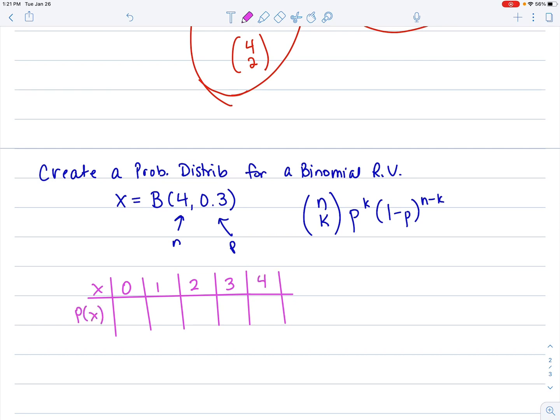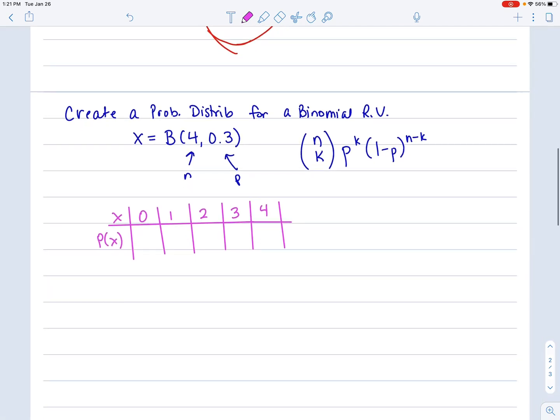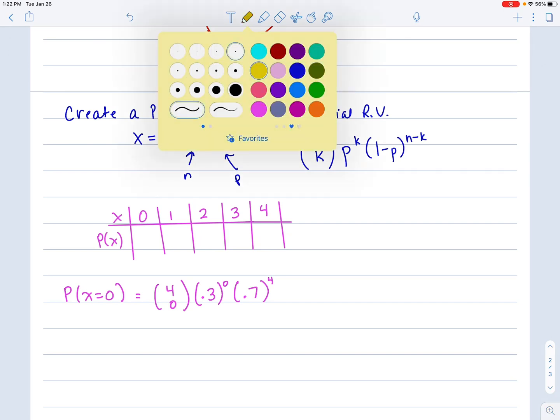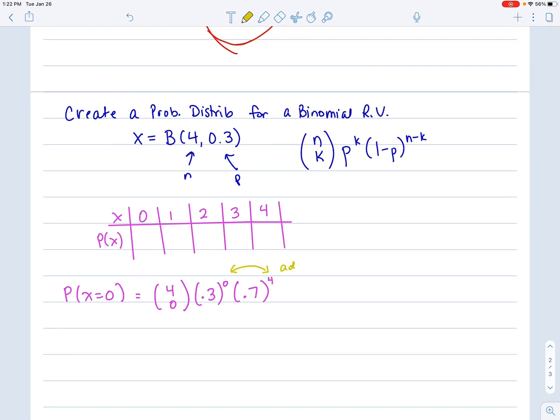So the probability of x we have to get from that formula. So I'm going to show you each one down here. So the probability of x equaling 0, you would do 4-0, which I'll show you how to do on the calculator. Then you would plug in p, which is 0.3, to the k power. Well, k really is the x, so that's 0. And then if the probability of success is 0.3, then the probability of failure is 0.7. You do 1 minus, and that's to the 4th power because it's n minus k. So these 2 exponents will always add up to n.